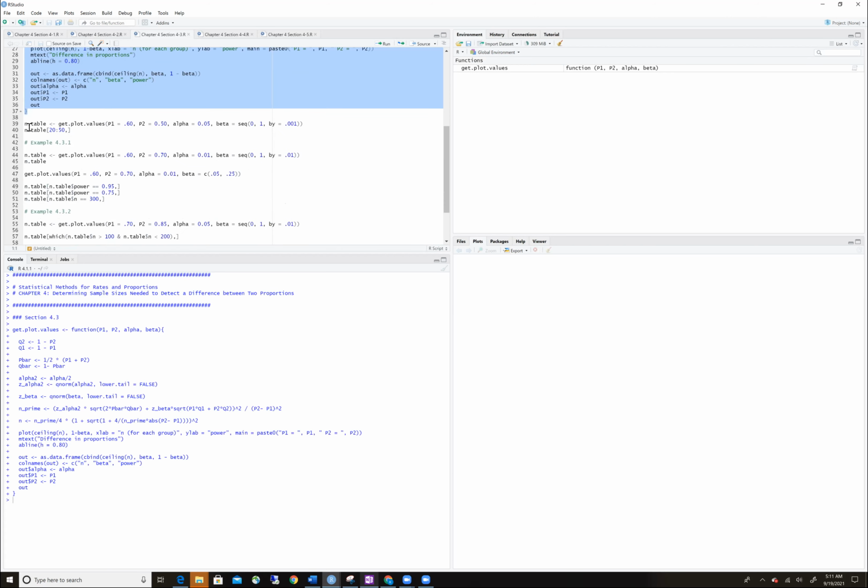If I want to, I can get the sample size table that has all of this information by using my new function that's called get.plot.values. I'm going to do the example where the first proportion is 0.6, the second proportion is 0.5, our alpha level is 0.05, and we have a sequence of betas between 0 and 1. This table is very long, so I'm just going to look at the 20th to 50th value.